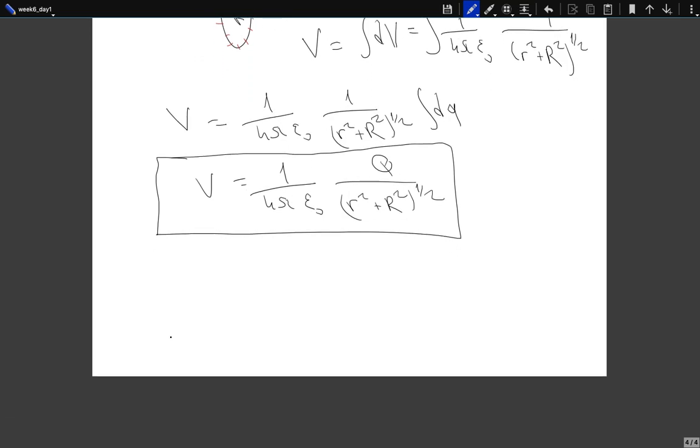Now let's see, we talked about the potential, we talked about, let's say, the potential energy. What about the potential energy of a system of charges?